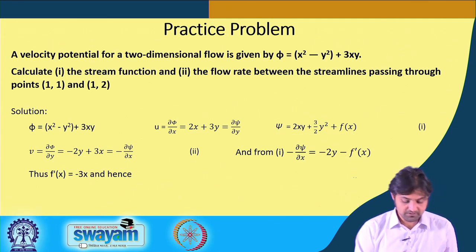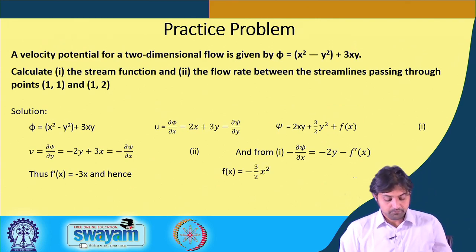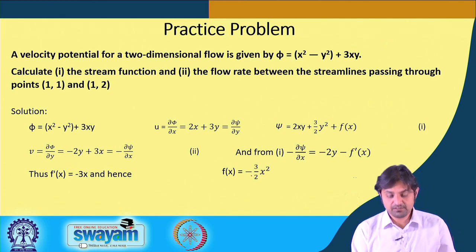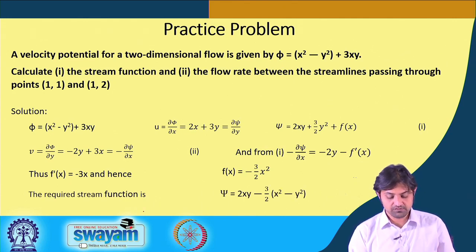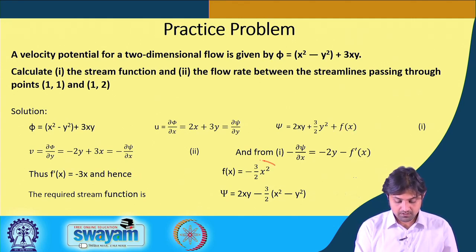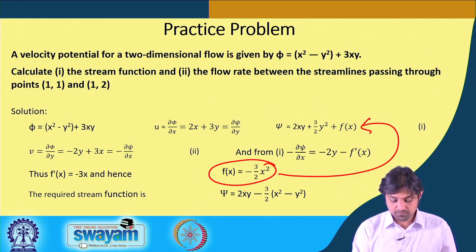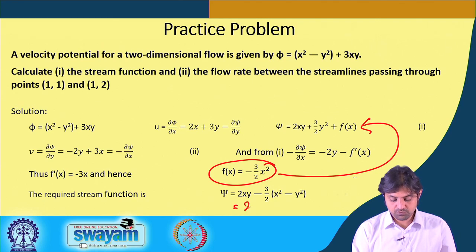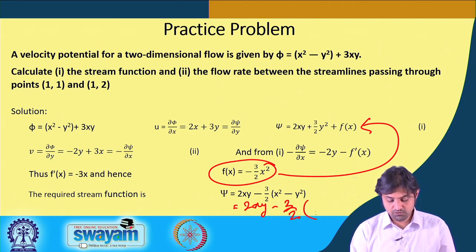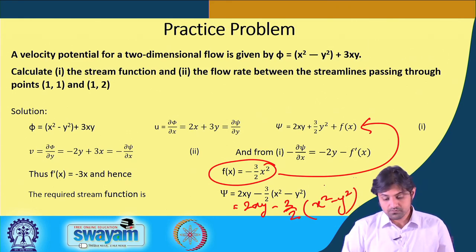There are two different ways, the other way was also fine. Because we obtained f dash x, f of x is minus 3 by 2 x square. Therefore, the required stream function will be, substituting f of x into the first equation, 2xy plus 3 by 2 y square minus 3 by 2 x square. It can be written as 2xy minus 3 by 2 times x square minus y square, same as this.